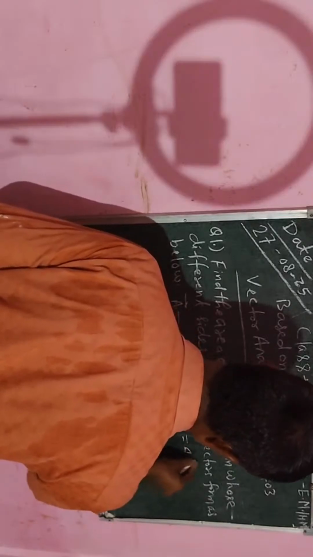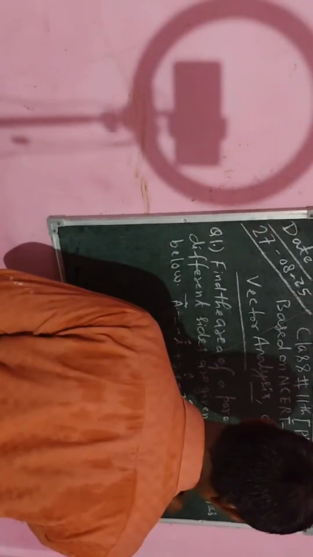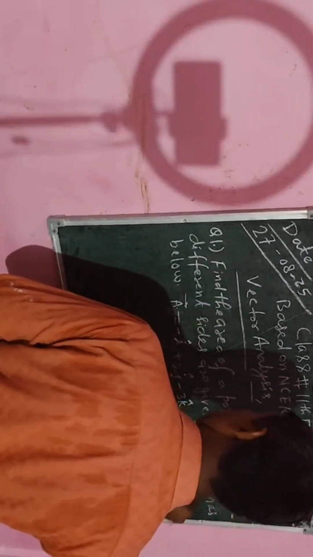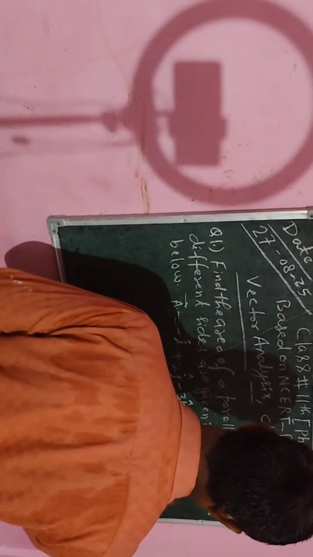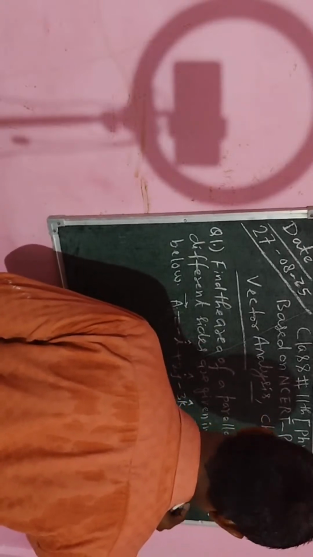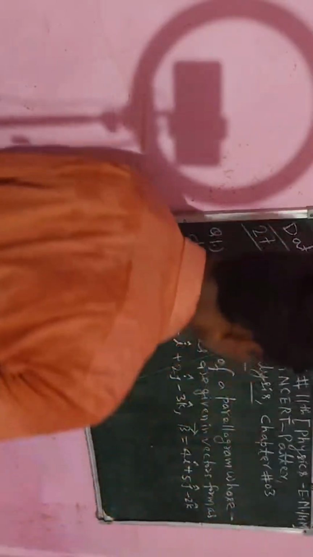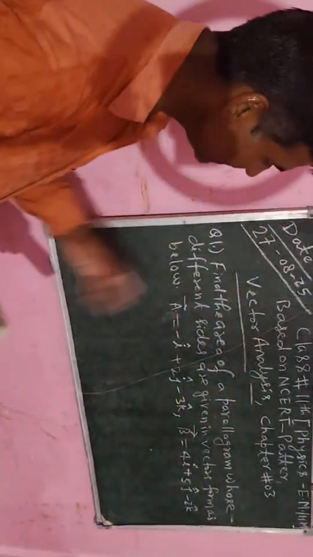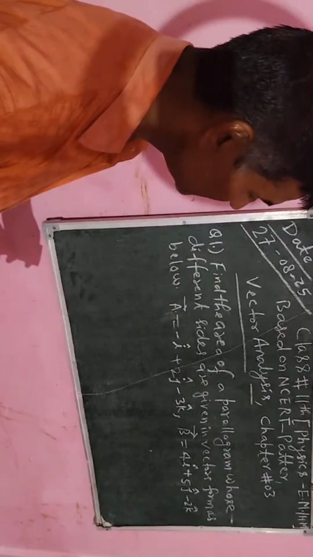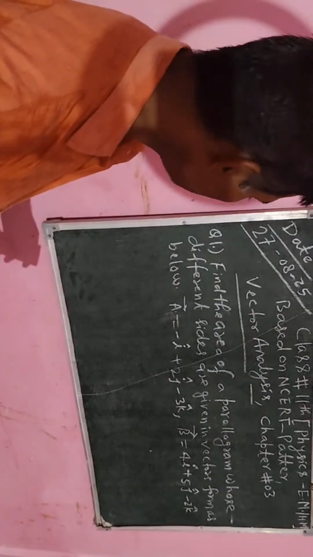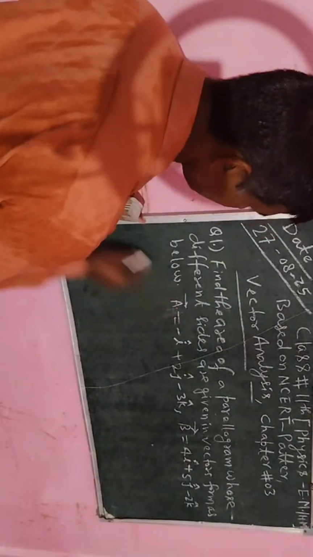Vector B is 4 vector i cap plus 5 vector j cap minus 2 vector k cap. So we have to find the area of the parallelogram whose adjacent sides are given in vector form as below.